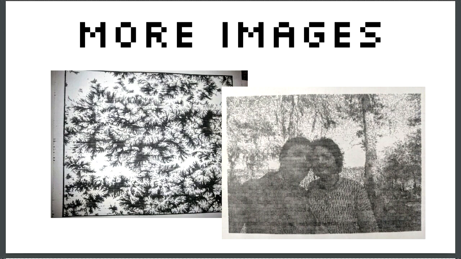I started to get a little more ambitious with trying to print photos and whatnot. On the left is some kind of relief map, a fractal-based thing. And on the right is a photo that I had of me and my girlfriend from Florida. As you can see, it still leaves a lot to be desired. It muddies a lot of things. Well, that photo is also backlit.